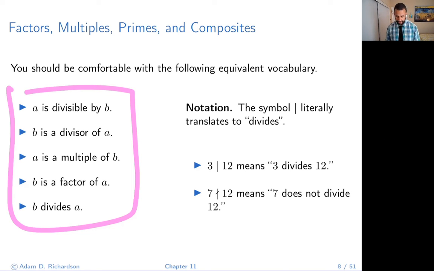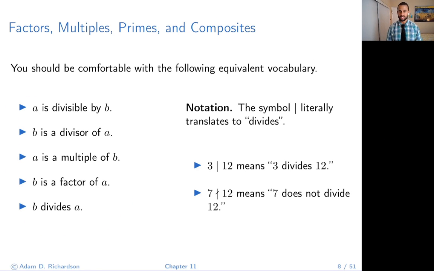Okay, let's come back now. Like I was emphasizing, this list over here, those all mean the same thing. Hopefully you said these out loud. If I say that A is divisible by B, then what I'm saying is that B is a divisor of A. I'm also saying that B divides A, right? If A is divisible by B, then B divides A.